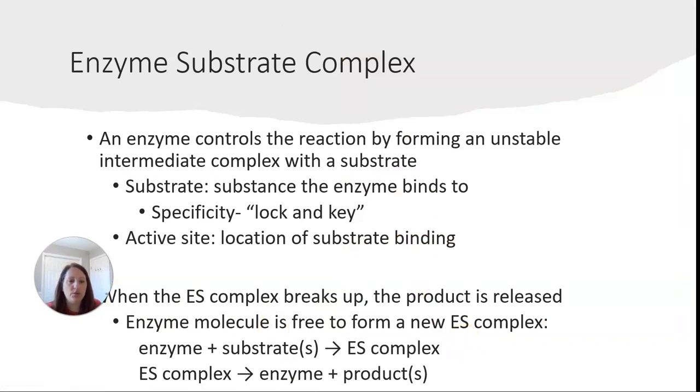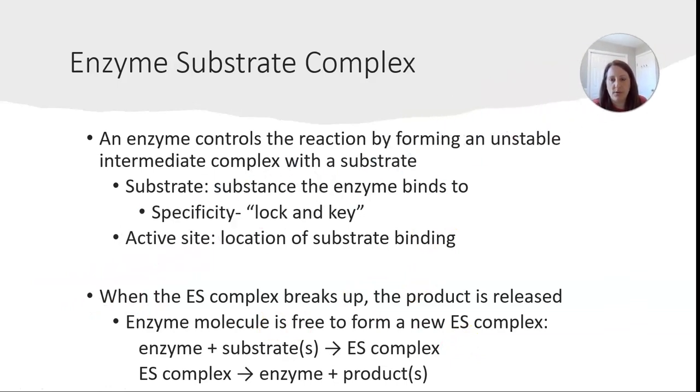Okay, so again, I put this in words here for you so that you have it. The substrate is whatever the enzyme is binding to, whatever the enzyme is acting upon, and that substrate will bind to the active site. That's the location on the enzyme of substrate binding. When the enzyme binds to the substrate, it forms something called the enzyme substrate complex. The enzyme literally will bind to its substrate. It forms what we call an intermediate complex with the substrate.